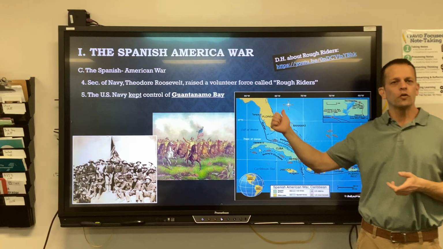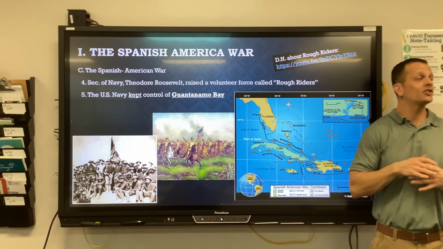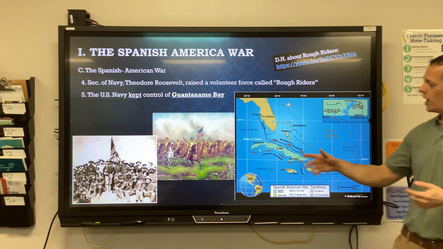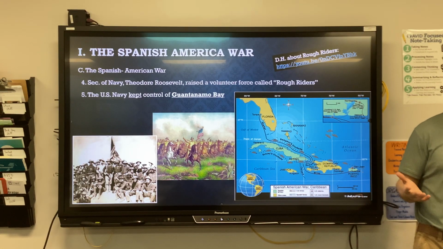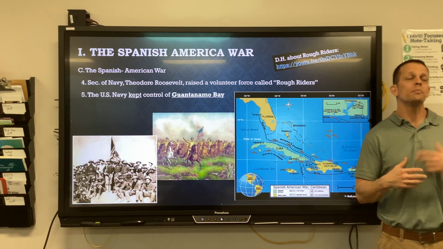Guys, they travel to Florida together. From Florida, they hop on a boat and they go to Cuba. They get so many people that they don't have room for horses. Half the guys have to leave horses behind. And when they arrive in Cuba, they are almost immediately ambushed. It's called San Juan Hill, ambush, but Teddy Roosevelt was able to turn it around and beat the Spanish.